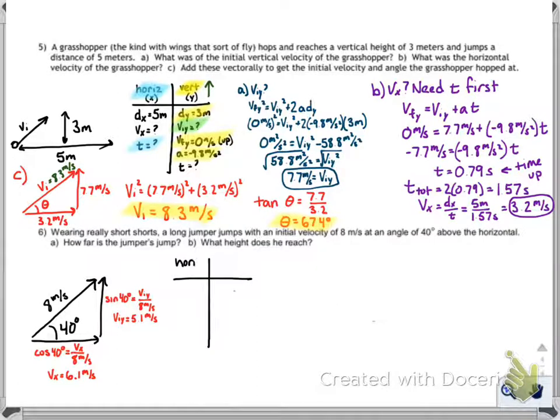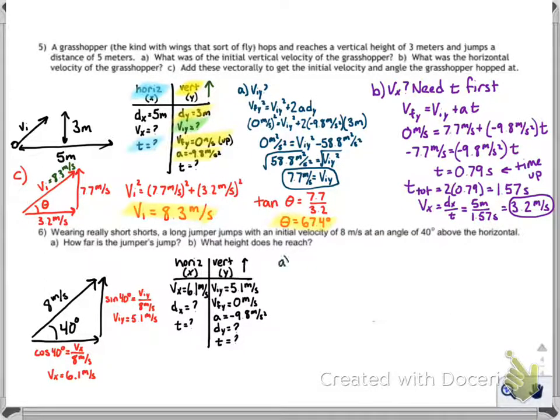Then I'm going to set up my table, just like I did above, with my horizontal and my vertical knowns and unknowns. So I'll fill those in. For the horizontal, I know my velocity this time. I don't know my distance, and I don't know my time. For vertical, I know my velocity, right? I just solved for it. And I know my final velocity, again, because we're going to be looking just at the up part of the trajectory. We know the acceleration, as always, negative 9.8 meters per second squared. And then we don't know yet the distance or the time.